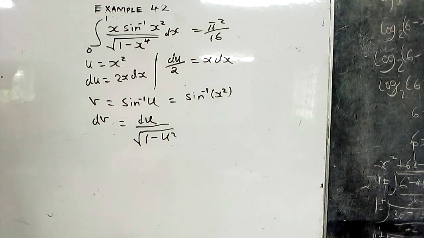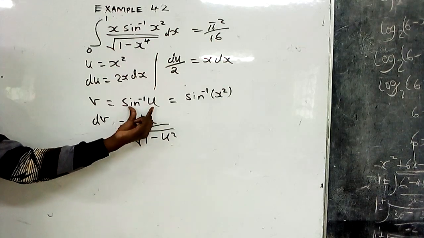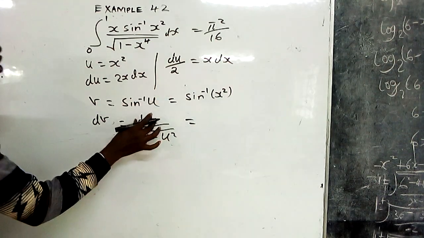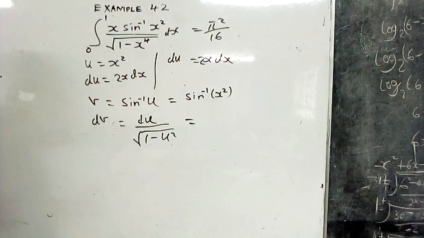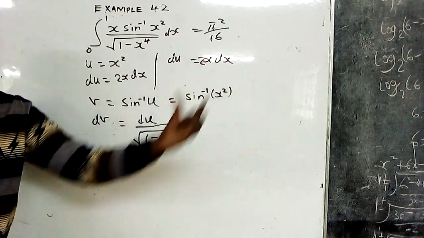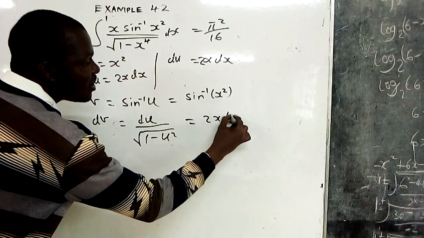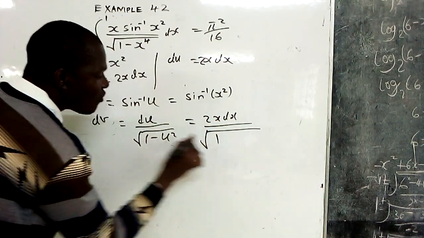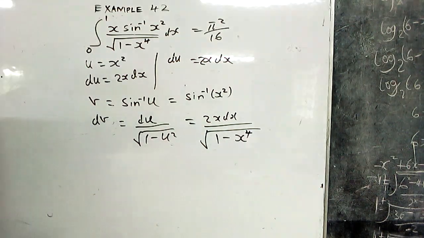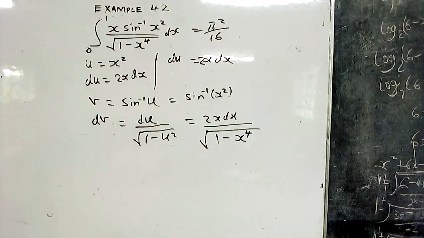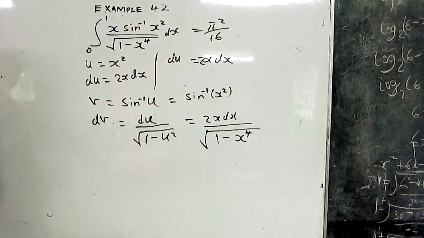Are you now seeing it? Then dv is du over this, which we found by differentiating this, isn't it? Check it the other side. What is du? du is 2x dx, meaning where there is du, you put 2x dx. So dv is 2x dx over square root of 1 minus u squared. u was x squared, so x squared squared, you get x raised to power 4. Are you seeing you've now connected the three unknowns with the original?